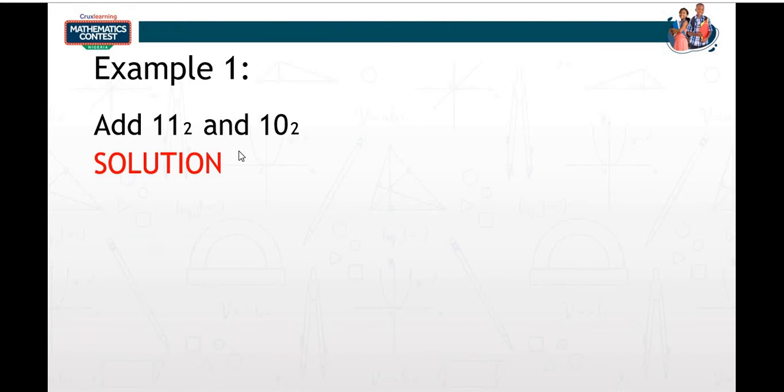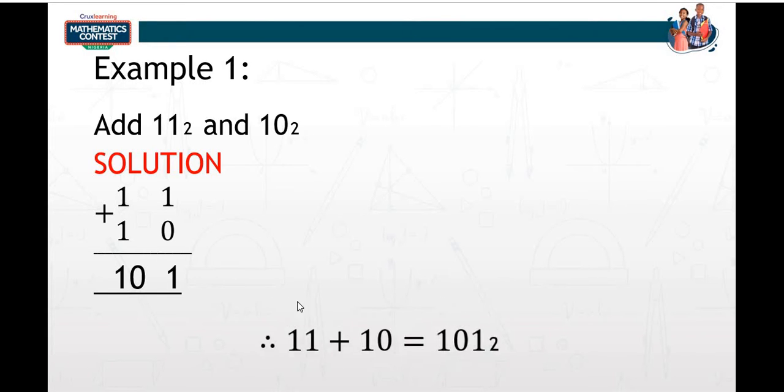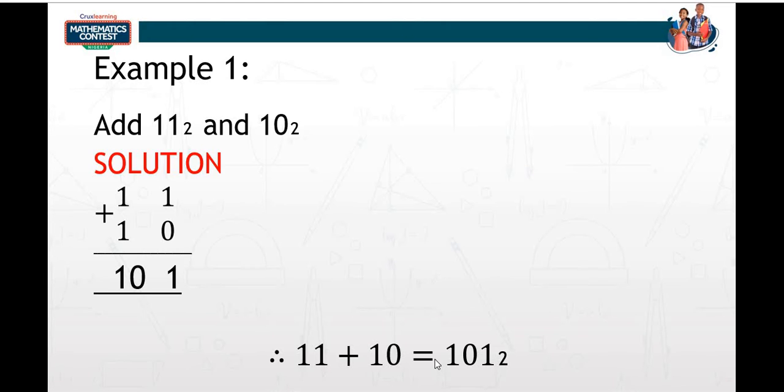To add them, 1 plus 0 is 1. And 1 plus 1 is what? 10. So if we add 11 base 2 plus 10 base 2, we will get 101, and that's our final answer. So 11 plus 10 equals 101 base 2.